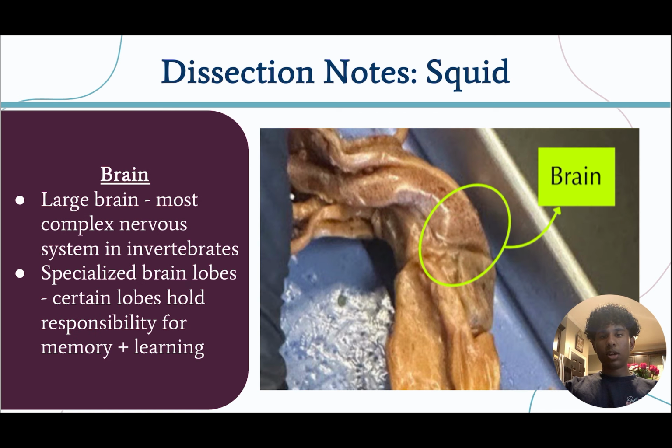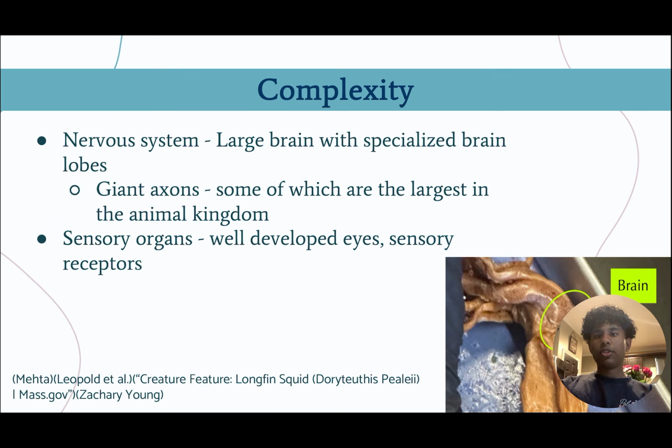Squids have a large brain and have one of the most complex nervous systems in invertebrates. They have specialized brain lobes in which certain lobes hold the responsibility for memory and learning. Now I'd like to move on to their complexity. They have an elaborate nervous system with a large brain and specialized brain lobes. They have giant axons, some of which are the largest in the animal kingdom, and they also have sensory organs with well-developed eyes and sensory receptors.